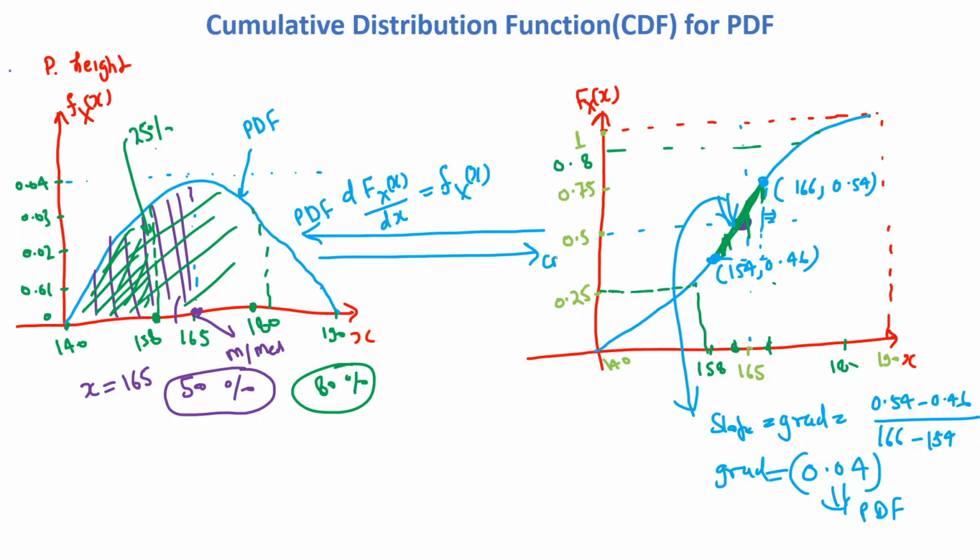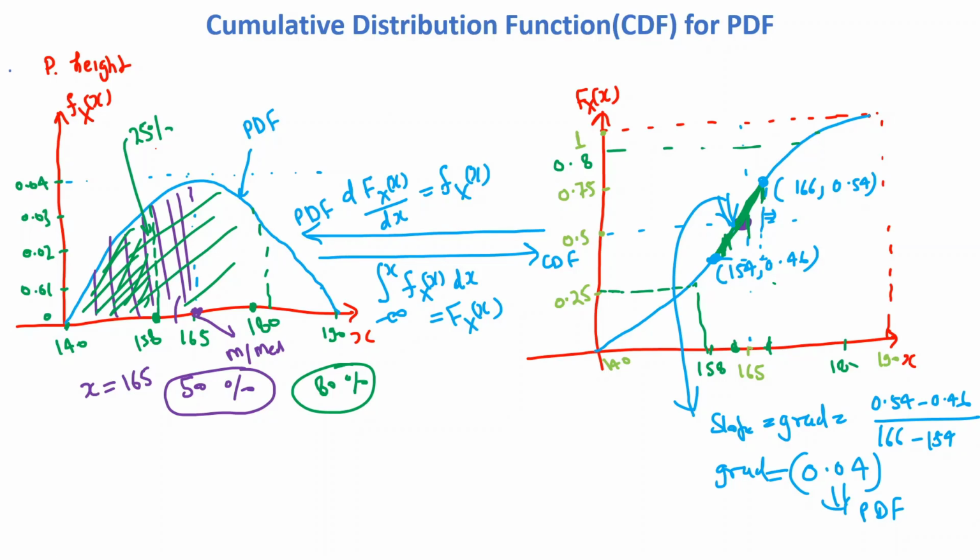This is your CDF. Now how to convert PDF to CDF? We need to use the integral from minus infinity to x of f(x) dx. This will be equal to F(x). So this way we can convert from PDF to CDF and CDF to PDF.